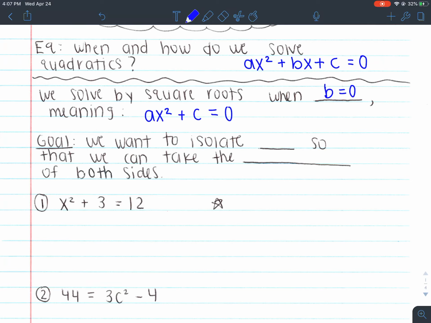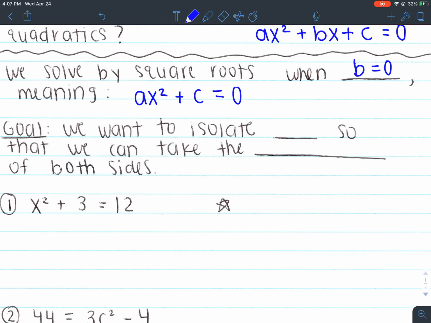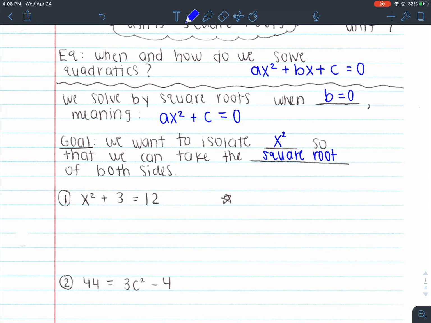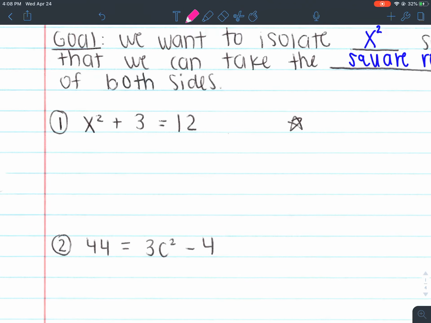Now, our goal here is to isolate something. When you're normally solving an equation, you're always trying to get what by itself? You probably said either x or a variable, right? Well, in this case, I'm trying to get my x squared by itself. In order to get rid of an x squared, or something squared, I have to do something that will undo that process. So to undo a square, I'm going to take a square root. Like if I had 9 squared and I got 81, to undo that, I would square root it and get 9. So let's go ahead and begin with number 1.